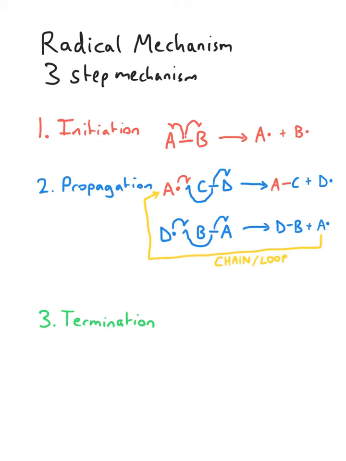This reaction keeps going on until two radicals meet each other. This is step 3, or termination. The termination step can be the combination of any two radicals to cancel out the radicals.